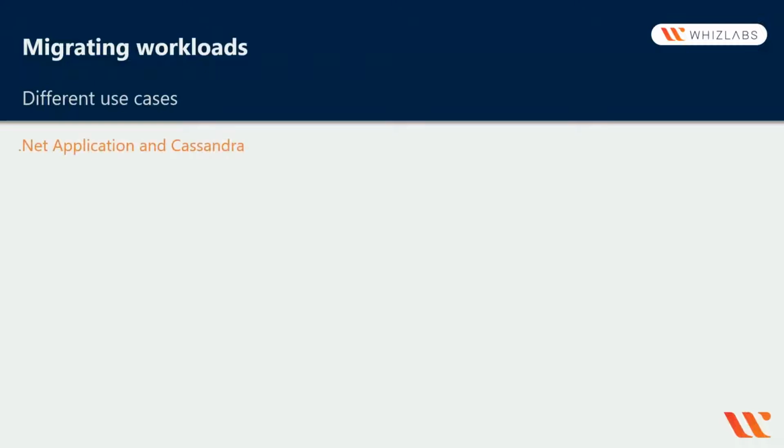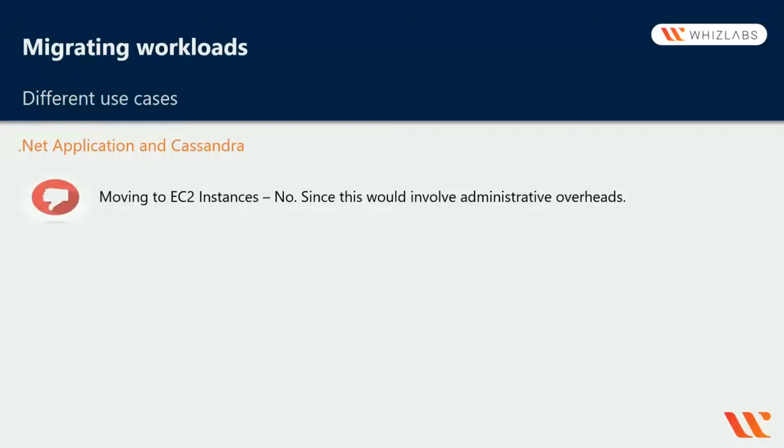So what would be a typical solution? Now, should we move the application onto EC2 instances? Well, this is not an ideal scenario. This would involve administrative overheads. And from the question, it mentions that they want to move onto AWS and ensure that they have the least administrative overheads. Could they move the application to Elastic Beanstalk? Well, this is an ideal solution. So remember, Elastic Beanstalk supports .NET, and Elastic Beanstalk can provision the entire environment for you.